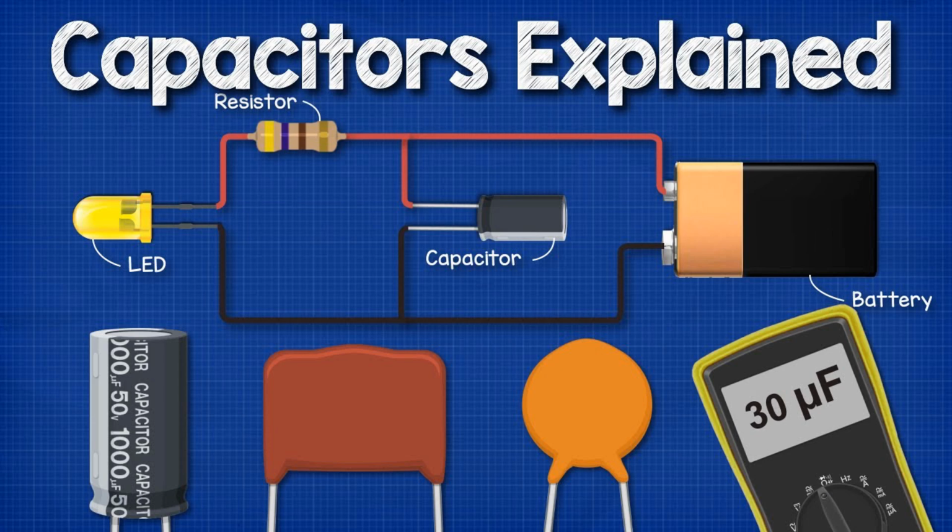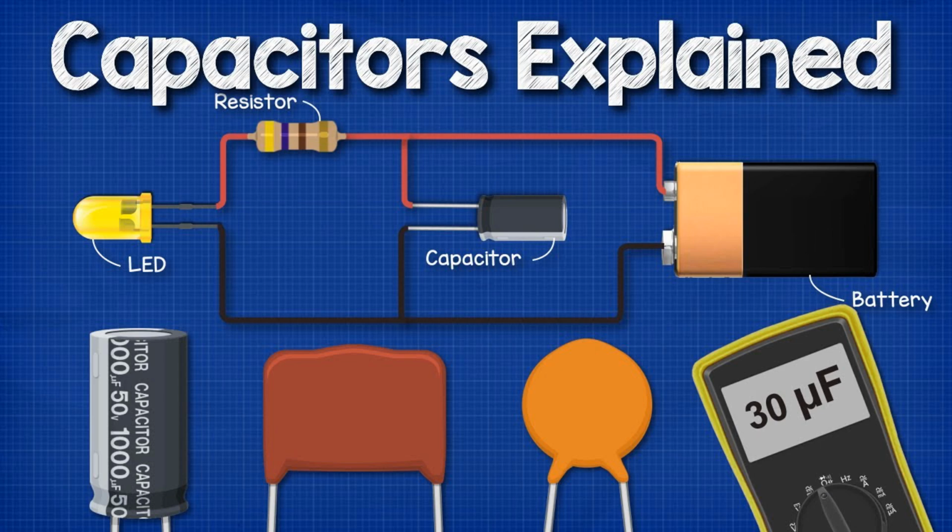Power conditioning in analog circuits. Description: capacitors stabilize the voltage supply for analog circuits, reducing noise and ensuring accurate signal processing. Example: in operational amplifier circuits, capacitors help maintain a stable voltage supply, improving the accuracy and performance of the analog signal processing.